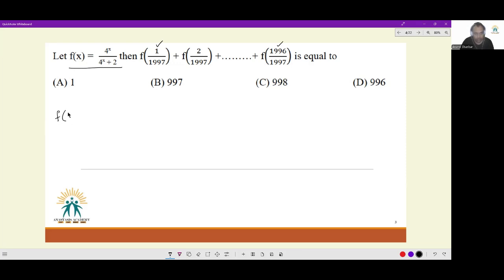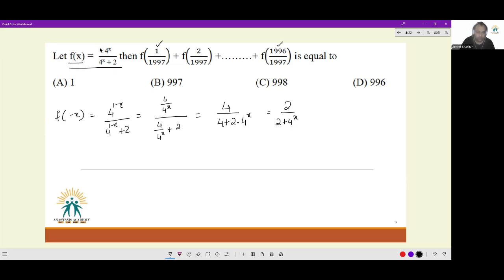next thing we should be checking for is f of 1 minus x. What does this give me? This will be equal to 4 raised to the power 1 minus x divided by 4 raised to the power 1 minus x plus 2, which will translate to 4 divided by 4 raised to the power x, whole thing divided by 4 divided by 4 raised to the power x plus 2, which will then translate to 4 by 4 plus 2 into 4 raised to the power x. I can get 2 cancelled out from every place. So write 2 by 2 plus 4 raised to the power x.